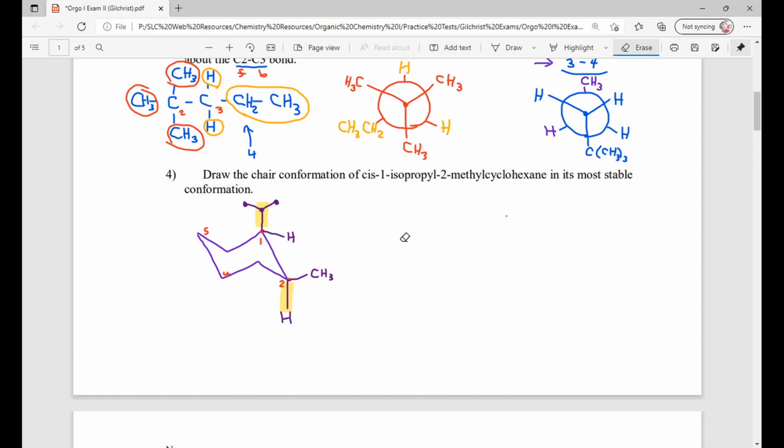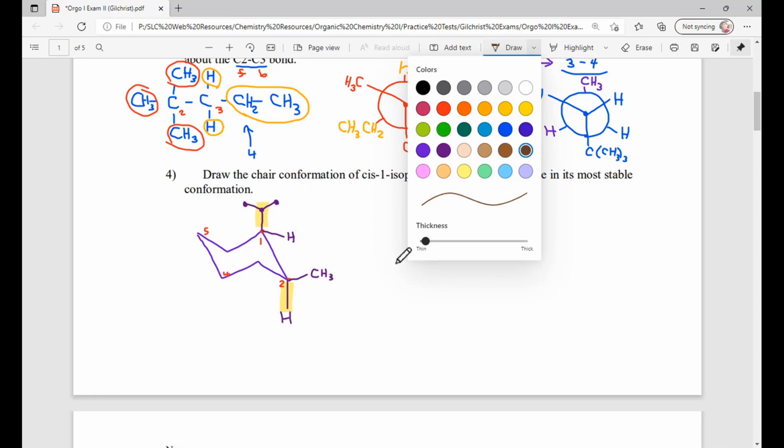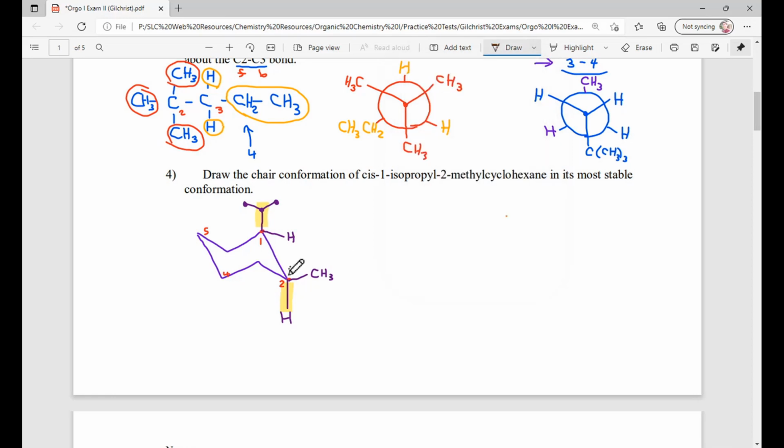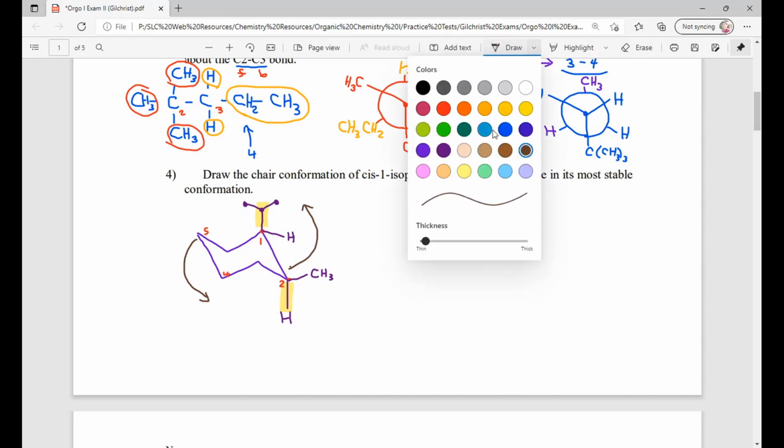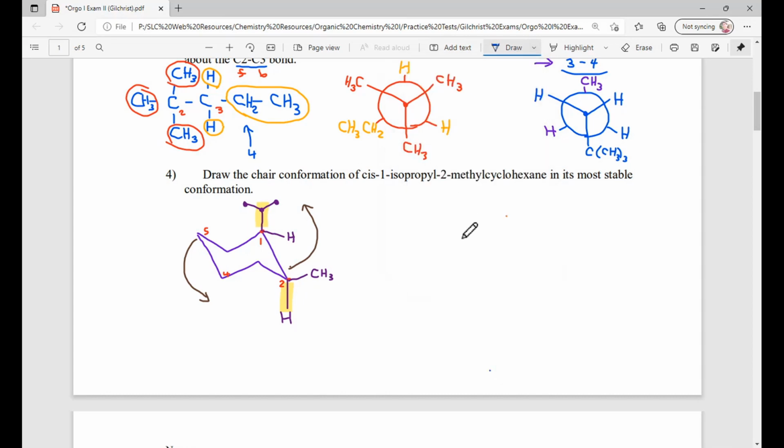Now what we can do to draw the more stable stereoisomer is we can take this 2 corner here and rotate it up. And we can take this 5 corner here and rotate it down. So basically we bend the 2 up and we bend the 5 down. And if I do that, I'm going to get a different looking chair conformation. So I bent the 2 up.